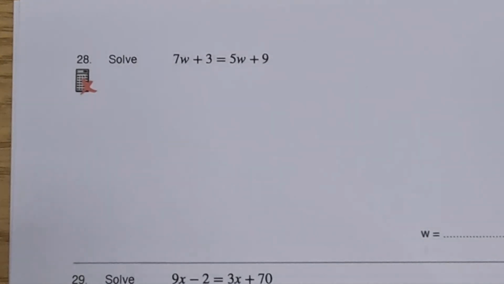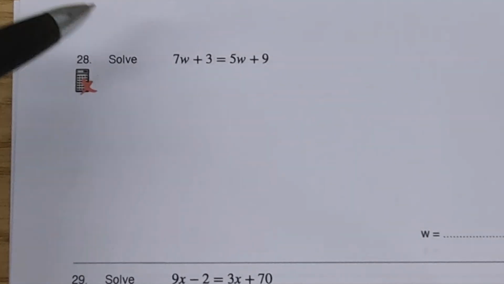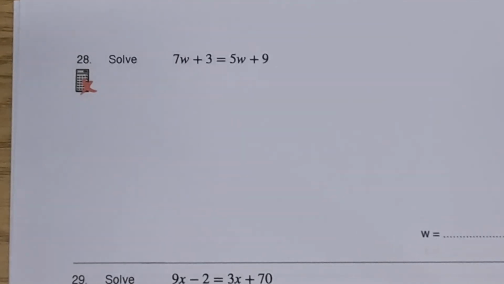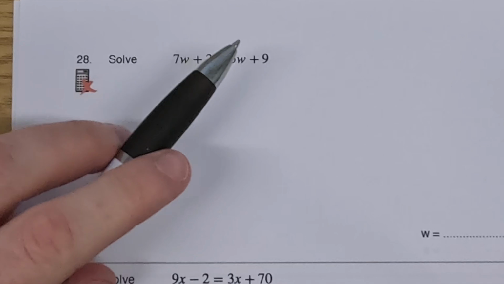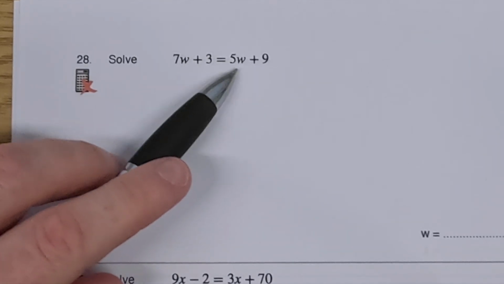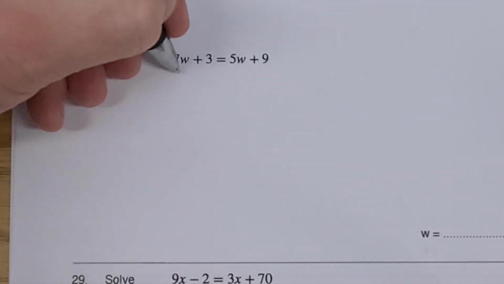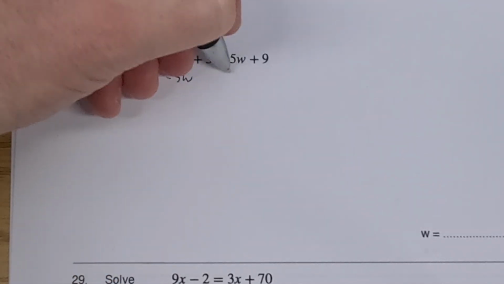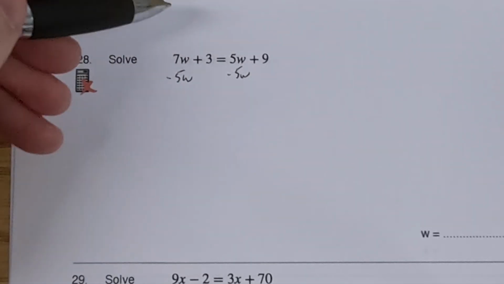Now, I'm not saying the smallest number of w's because sometimes rather than both being positive, you might have a negative one, and that's one I want to get rid of, the one that's the lowest. So here we've got 7w and 5w. The lowest is the 5w. So I'm going to take away 5w from both sides of this equation. So I'm going to take away 5w from the left-hand side and 5w from the right-hand side.